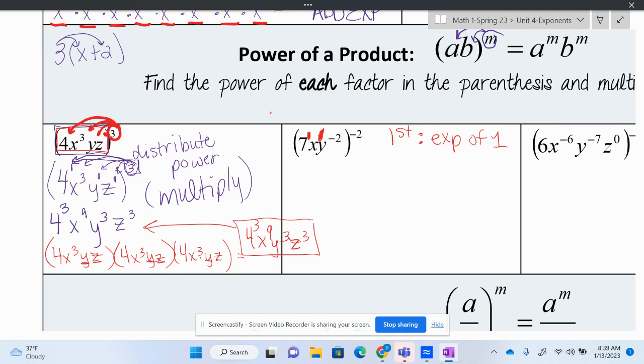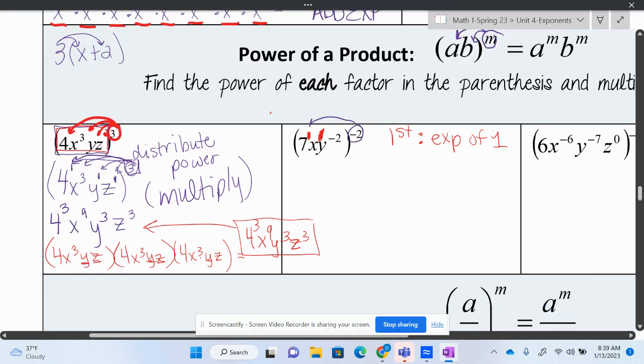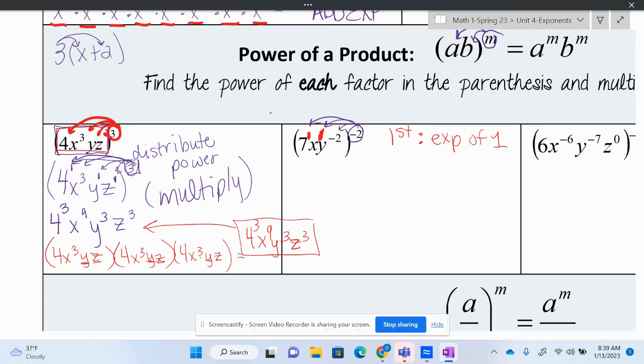Yeah, it does. Okay. So remember what we're going to do. We're going to take this exponent that's on the outside and we're going to multiply it by each exponent on the inside. So I have 7 to the, let's see, negative 2 times 1 is negative 2. And then I have x. We're going to talk about the x next. Let's see, negative 2 times 1 is negative 2. And now we're going to do the y term. -2 times -2 is a +4.